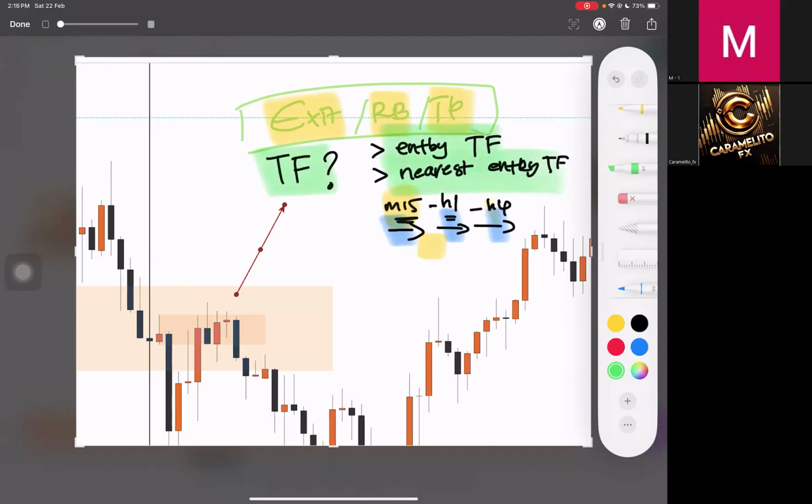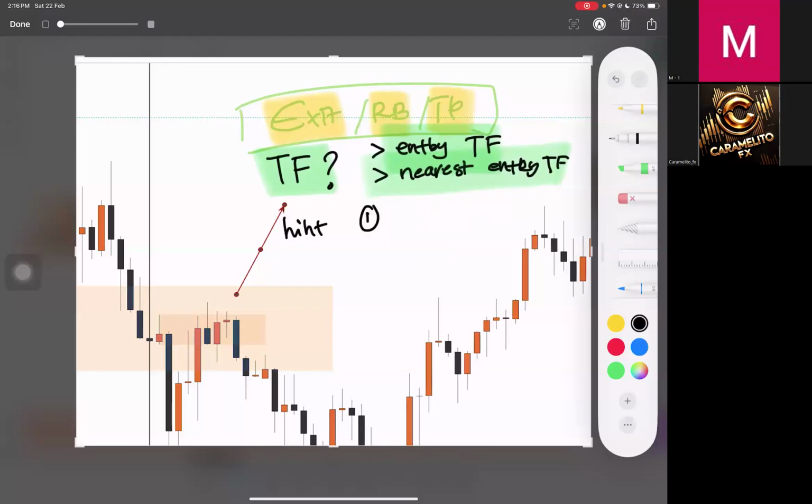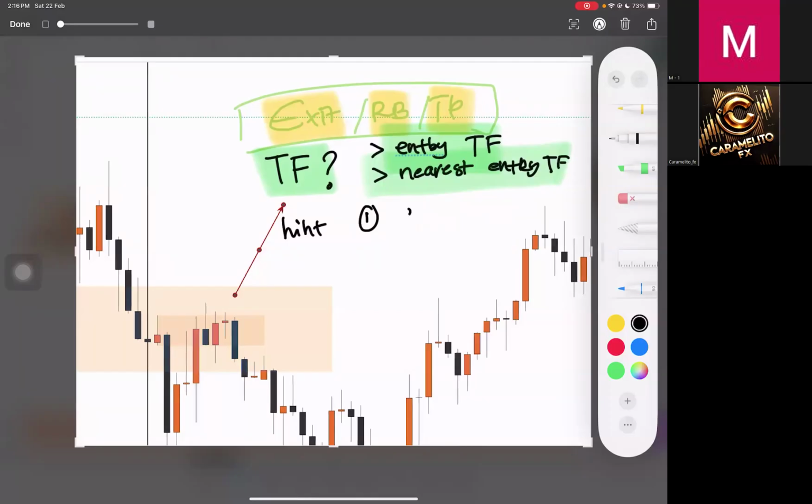Okay, so this is the entry time frame that you need to enter. So is there any hint for me to check if the price wants to reverse or not? Yes, there is a hint. There's a big hint. There are two hints. First, price, what is it going to do?